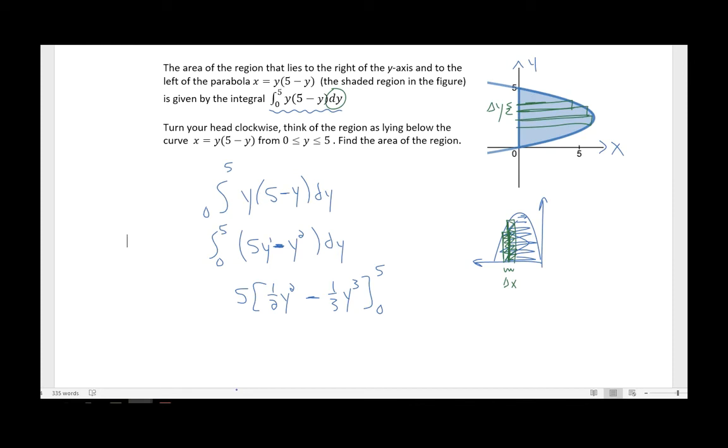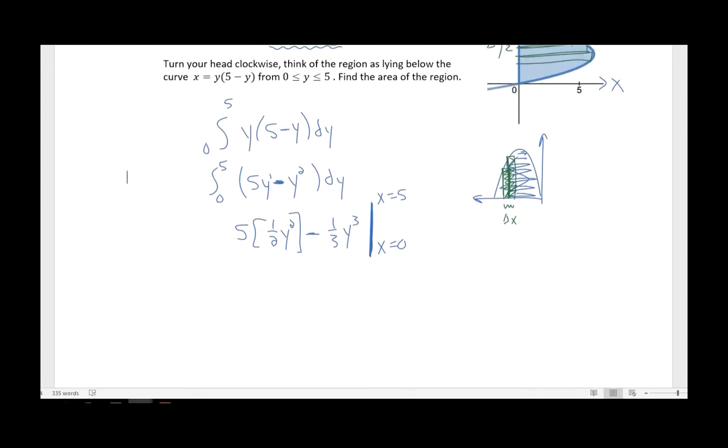You know what I'm noticing? I keep doing this. 5 times the y is 5 times 1/2 y squared. I keep seeing brackets. So let me just fix this, right? Usually we'll just write a vertical line and then go x equals 0 to x equals 5. Thank you guys for catching that. Somebody whispered in my ear. I appreciate that. So now I'm going to plug in upper limit minus lower limit.